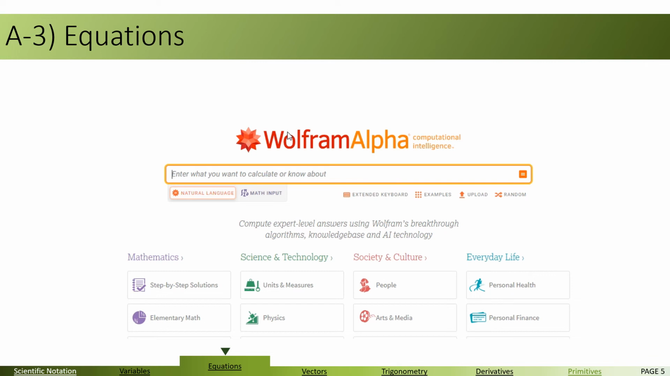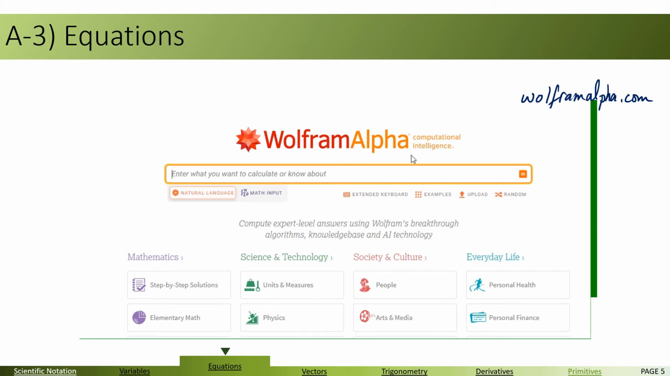How does it work? First, don't forget to go to Wolfram Alpha dot com. Once you go there, you will see this front end or this display. Inside here, you just write any equation that you want. And once you finish, you write equal and it is going to solve it. Let's check it and see how the solution is displayed.